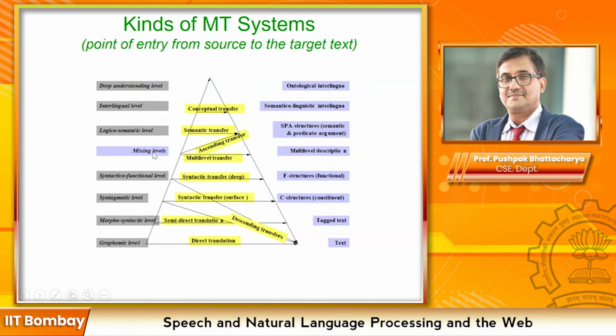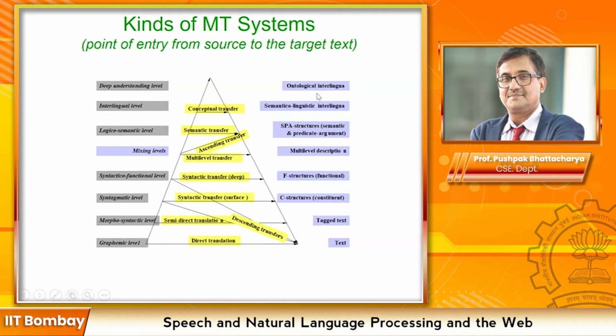Mixed levels, there is a little bit of semantics also comes in. Semantic roles, for example. Logico-semantic level, I convert the sentence into some logical form, predicate calculus, for example. Interlingua level is very close to deep representation, except that all ambiguities are still not resolved. For example, pragmatic ambiguities are not resolved. In deep understanding level, everything is resolved.